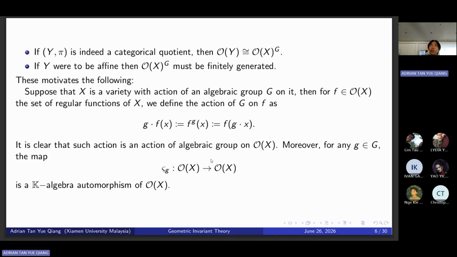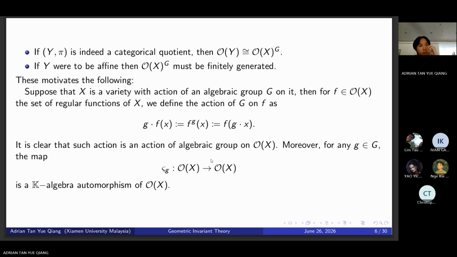So now we can think about it. If X is a variety and we have a categorical quotient, then we must have the ring of regular functions of Y isomorphic to the G-invariant ring of regular functions of X. And then if Y were to be affine, then both of them must be finitely generated, because if Y is affine, the ring of regular functions on Y is just the coordinate ring.